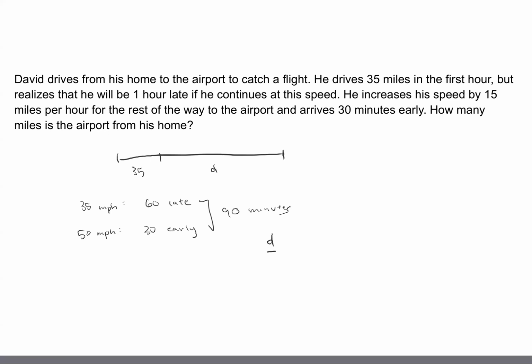So if we have d over 35, this is the initial driving time, and then the faster driving time, the difference should be 90 over 60 hours. Does that make sense? Yeah, okay. So this is good with everyone.